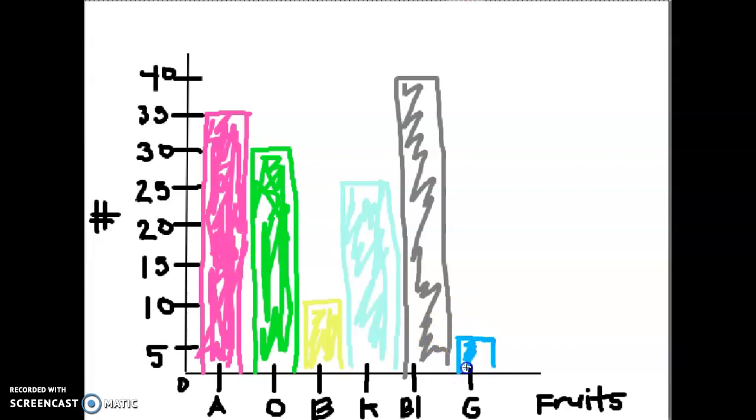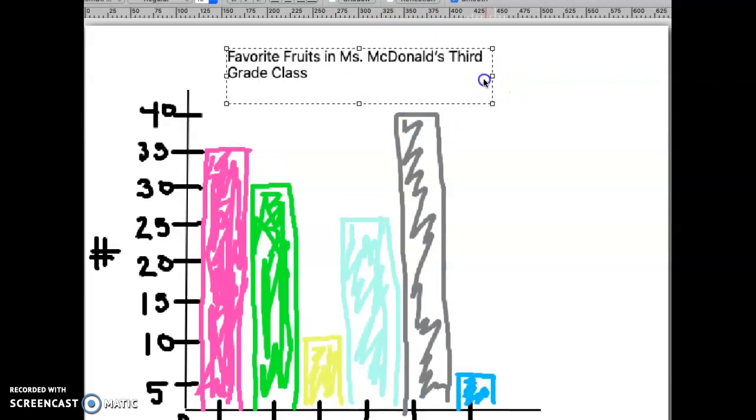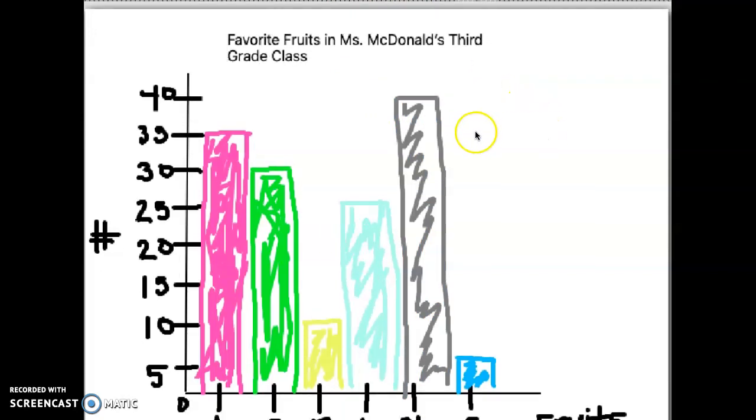So now we have a representation of our bar graph, and it's really helpful. We can see the highest number and the lowest number, and if someone is looking at this graph, they can tell which fruit was like the best. And the last thing that we need is our title. We want people to know what they are looking at when they see this graph. So I would say our title, which we want to put at the top, could say something like favorite fruits in Miss McDonald's 3rd grade class.